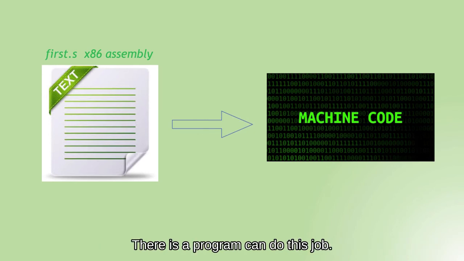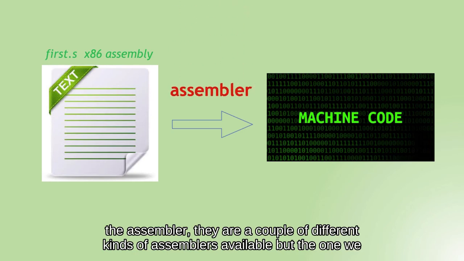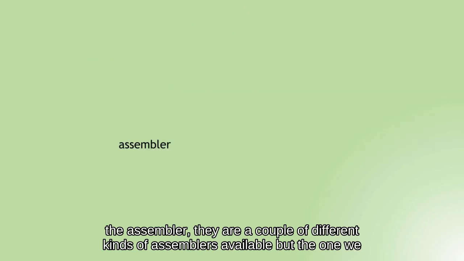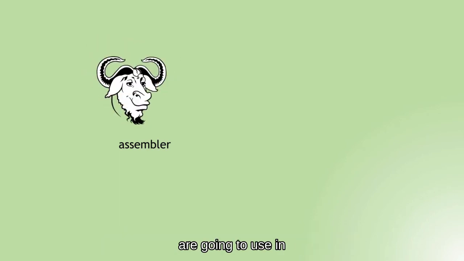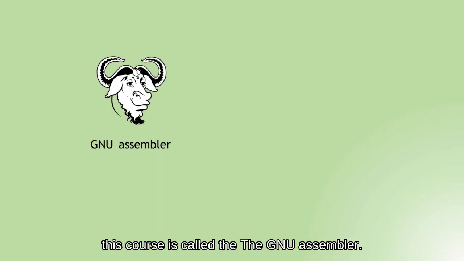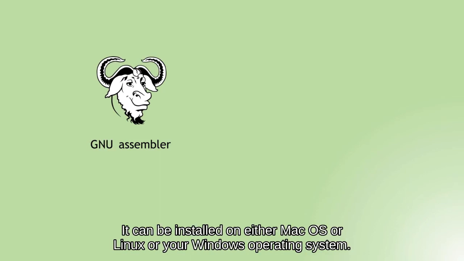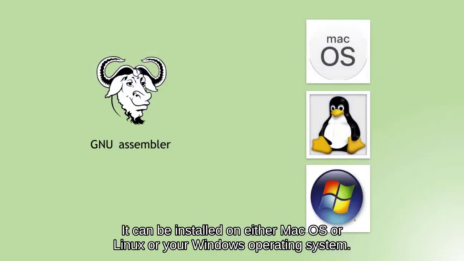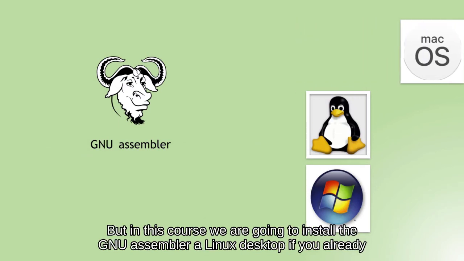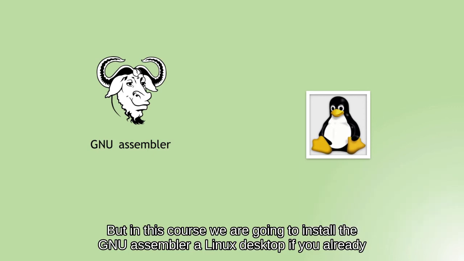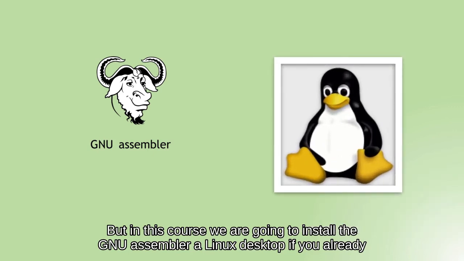Actually, there is a program that can do this job. We usually call this kind of program the assembler. There are a couple of different kinds of assemblers available, but the one we are going to use in this course is called the GNU assembler. It can be installed either on Mac OS or Linux or your Windows operating system. But in this course, we are going to install the GNU assembler on a Linux desktop.